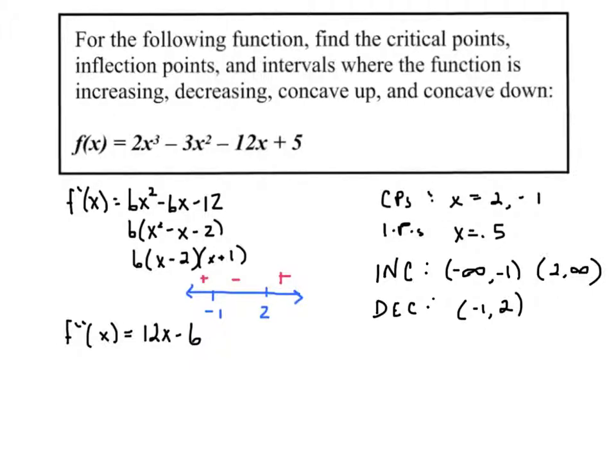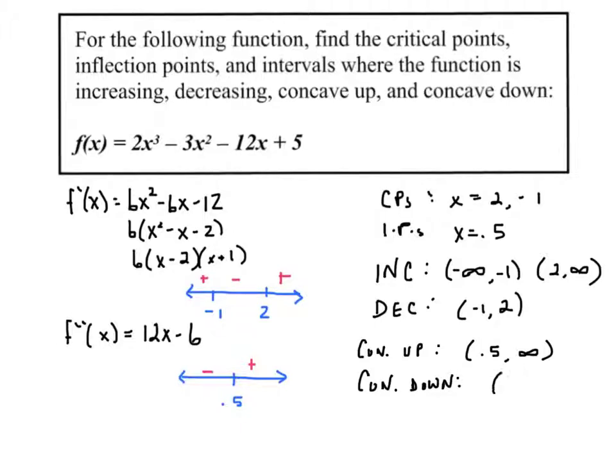All right, the next question, concave up or down. So now I need to do a little sign analysis on my second derivative, 0.5. If I plug in a number less than 0.5, I'll get a negative. If I plug in a number bigger than 0.5, I'll get a positive. Okay, so we're concave up when the second derivative is positive, so from 0.5 to infinity. We're concave down when the second derivative is negative, so from negative infinity to negative 0.5.